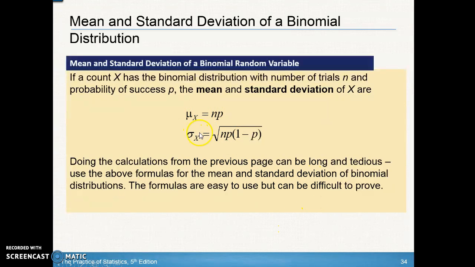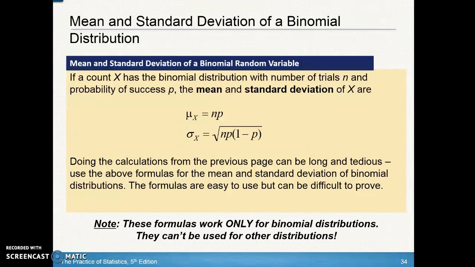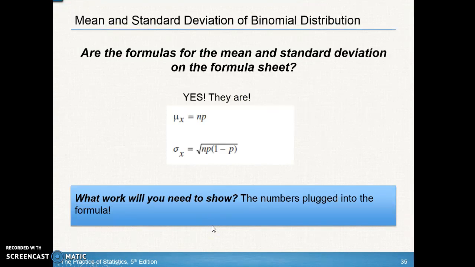There could be a pretty long proof of where these came from, but you don't need to worry about that. Just know that this is how you find the mean and standard deviation of a binomial random variable. Okay? Now, just keep in mind these formulas only work for binomial distributions. They're not used for any other distributions.